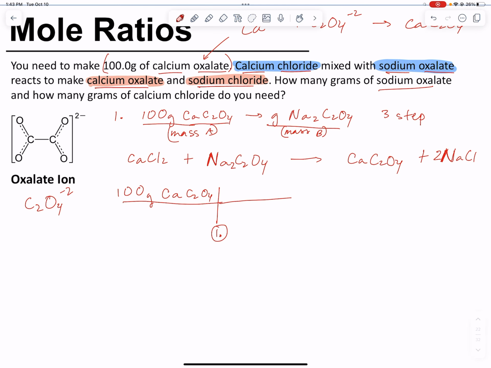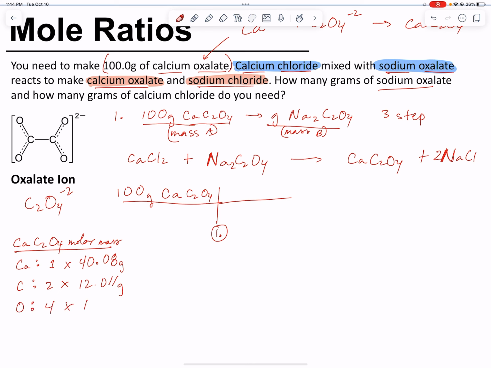The only problem is we don't have the molar mass of calcium oxalate. We need to calculate that. So I'm going to look at a periodic table, CaC2O4. We want the molar mass of this. So calcium, we just have 1, so it'd be 1 times 40.08. Carbon, we have 2 of these. Mass of carbon, 12.011. Oxygen, we got 4 of these. Add all this up.